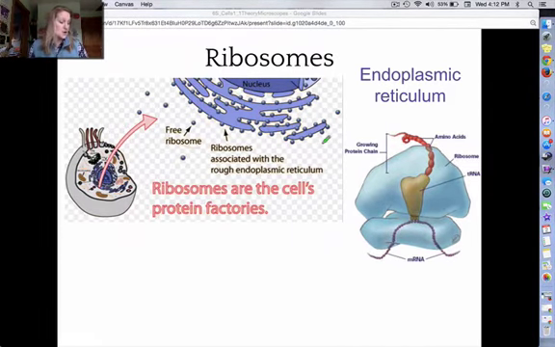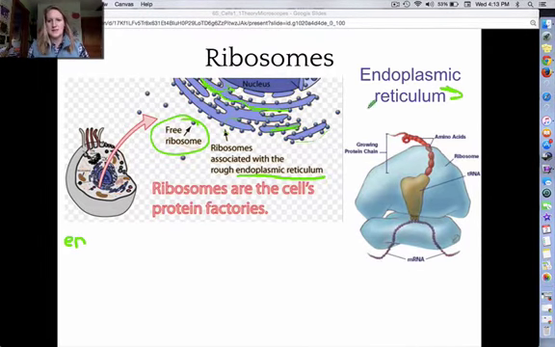Okay, so now what are ribosomes? Ribosomes are the cell's protein factories. Yes, indeed. They make proteins is what that means. There can be free ribosomes, which are floating around just within the inside of the cell. There can also be ribosomes that are attached to the endoplasmic reticulum, a structure that we'll talk about in a second. The endoplasmic reticulum is this thing right here, all of this that's coming off of that nucleus.